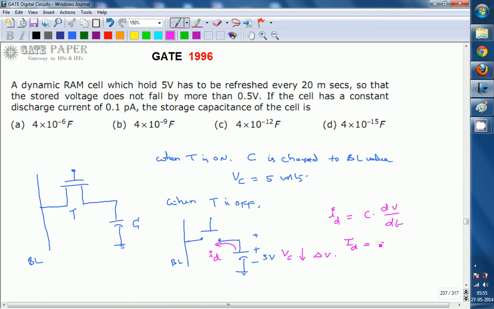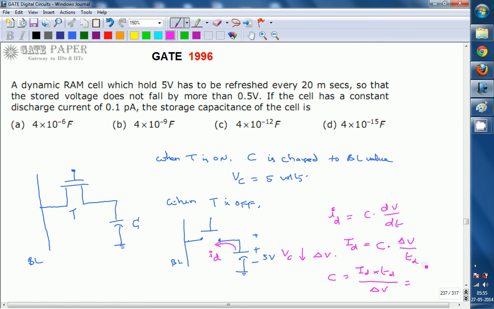The C value we don't know, and we are going to calculate it. dV is delta V, and the time of discharge is given. So C is equal to ID into TD, the discharge current multiplied by the discharge time, divided by the change in voltage delta V.